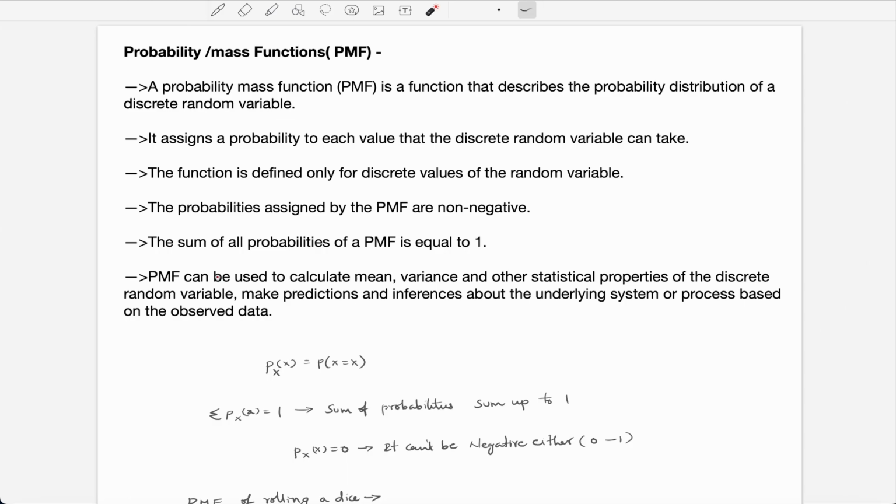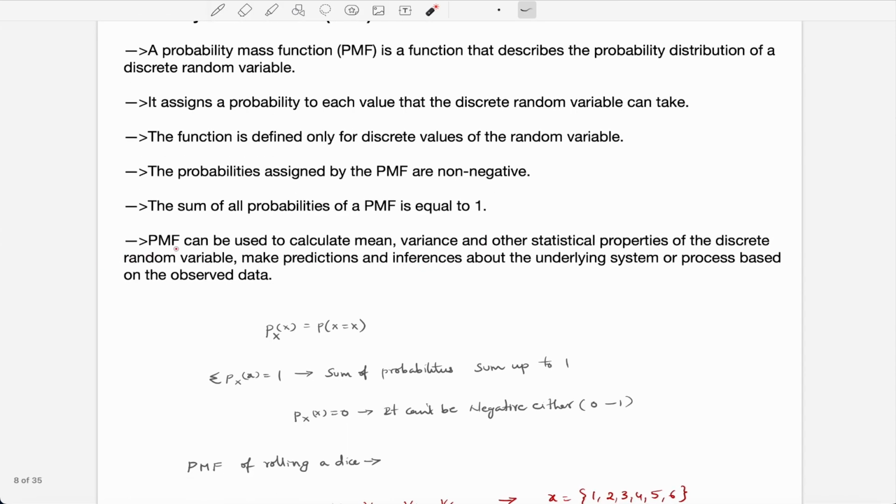Okay. So the PMF can be used to calculate the mean, variance, and other statistical properties of a discrete random variable, and to make predictions and inferences about the underlying system or process based on observed data. So what is mean? What is variance? We're going to cover that in our next lecture, so don't worry, it will be easy for you. As of now, just ignore that.